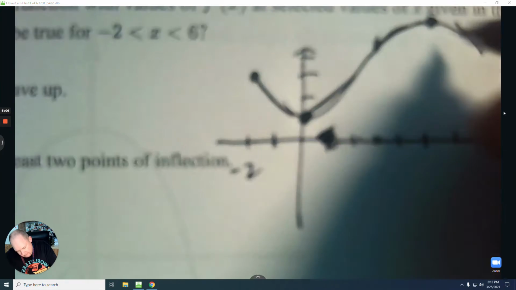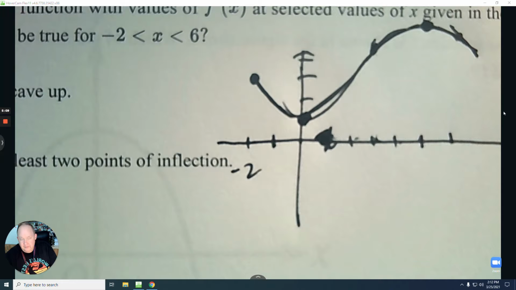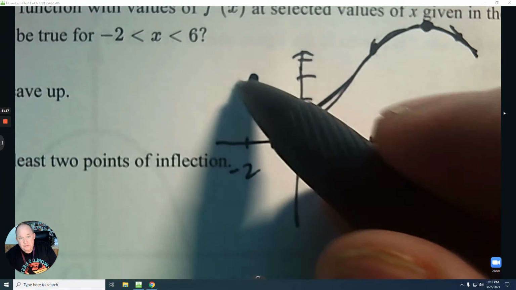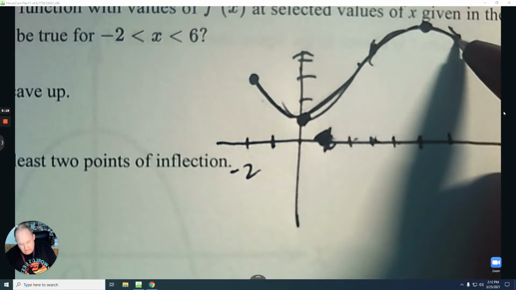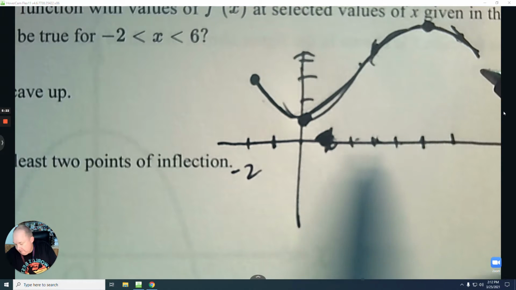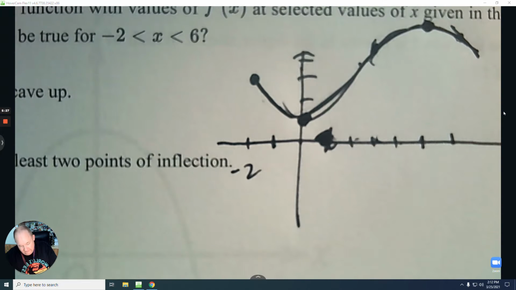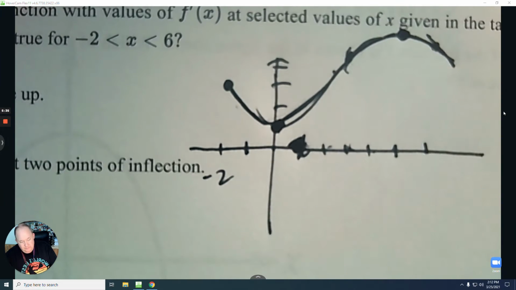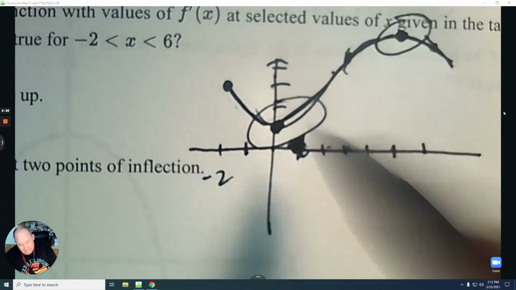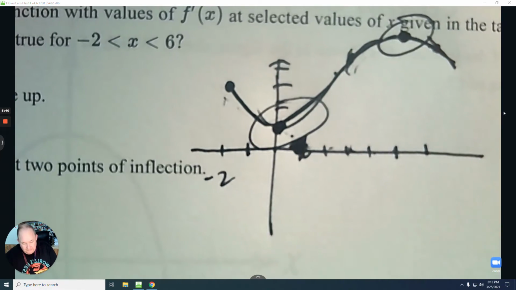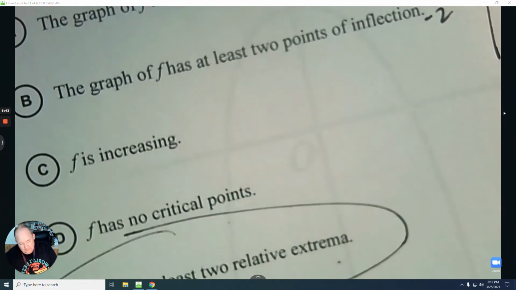So I'm going to connect them together, and then I'm going to see what the answer could be. So it says, which one could be the correct answer? And so I want you to notice this changes from concave up to concave down. The graph is concave up. The F is increasing. It has no critical points. It has at least 2 relative extrema. So it has these right here. So has at least 2 relative extrema. That's a good answer. And there's my answer.